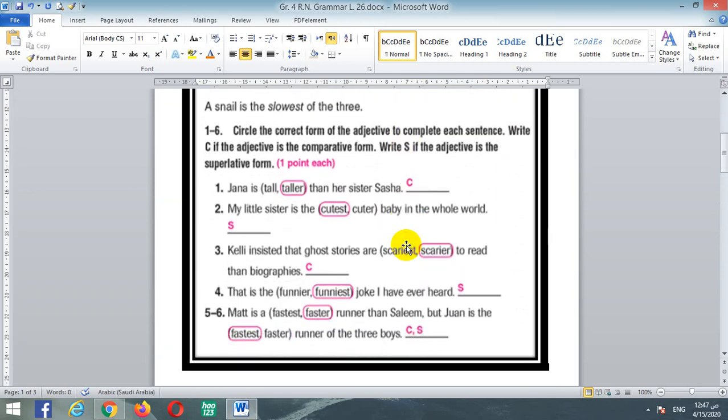Here, as we said again, number 1, taller, as we said, it's comparison. Number 2, cutest, an S goes, the superlative. Number 3, scarier, comparative. Number 4, funniest, superlative. Number 5, math is faster, so it's a comparative. Number 6, fastest, it's a superlative. Okay.